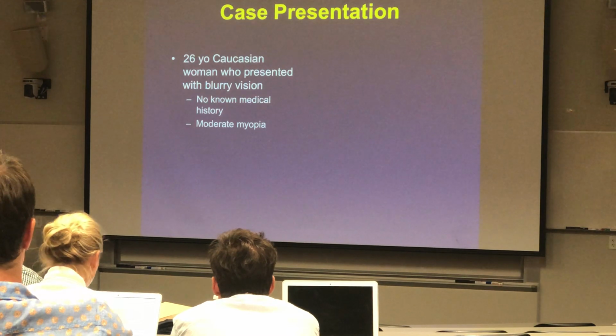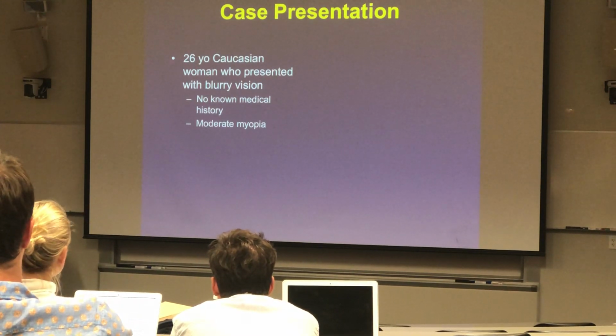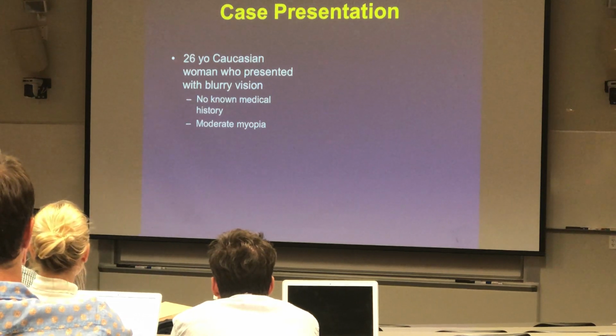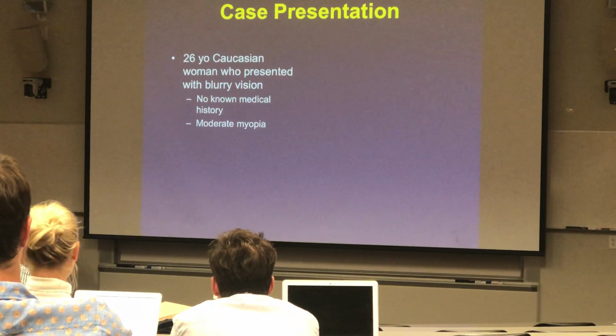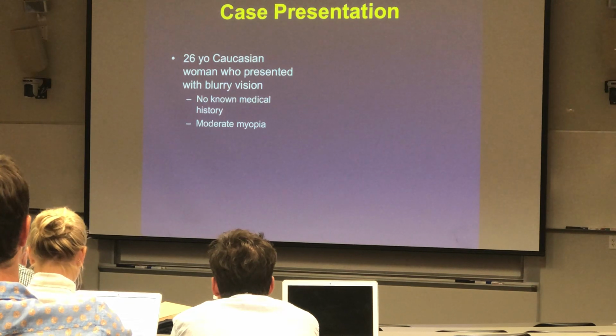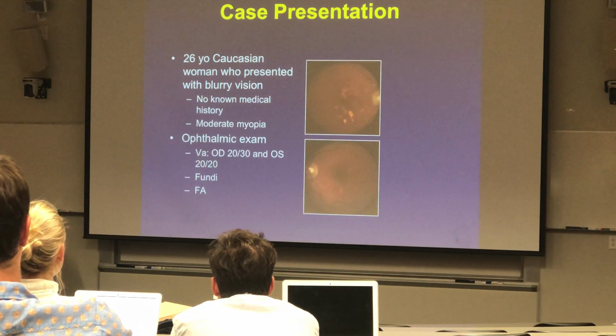So let's start with the next one. This is a 26-year-old Caucasian woman. I have been following her now for 10 years, and she has followed me from Baltimore to the Midwest and now to Palo Alto, and she currently lives in San Antonio. She's a woman with blurry vision, no medical history, moderate myopia, and this is her exam.